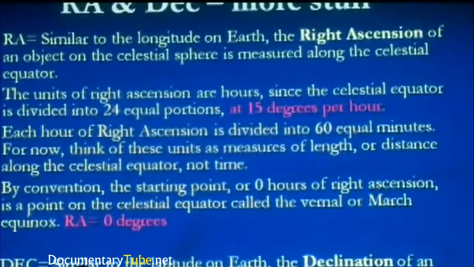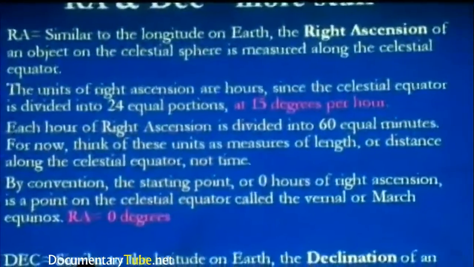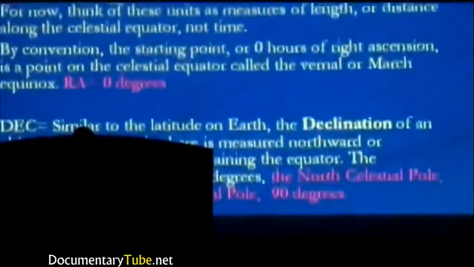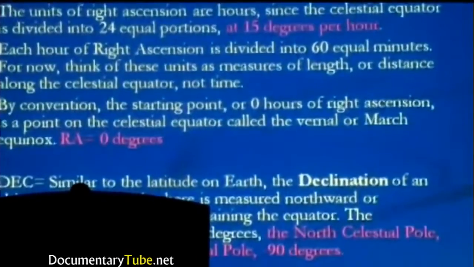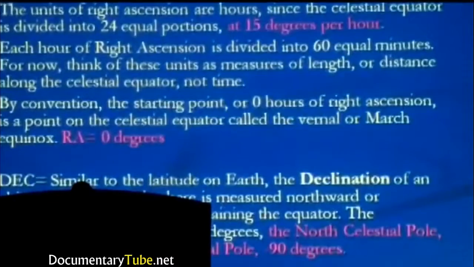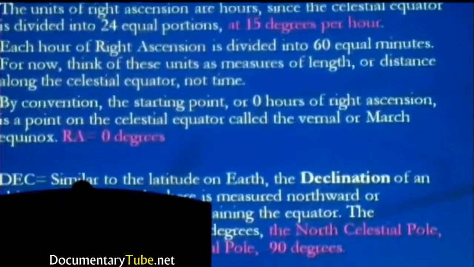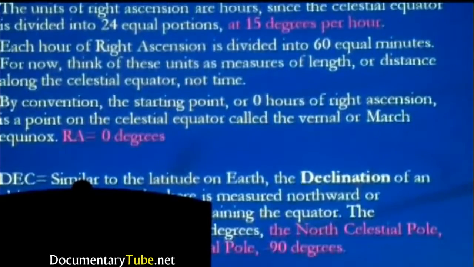Declination is the other coordinate that you would need to locate an object in the sky. Declination is going to be similar to the latitude on the Earth. The declination of an object on the celestial sphere is measured northward or southward from the plane containing the equator. The declination of the equator is 0 degrees. The north celestial pole is plus 90 degrees, and the south celestial pole is negative 90 degrees.